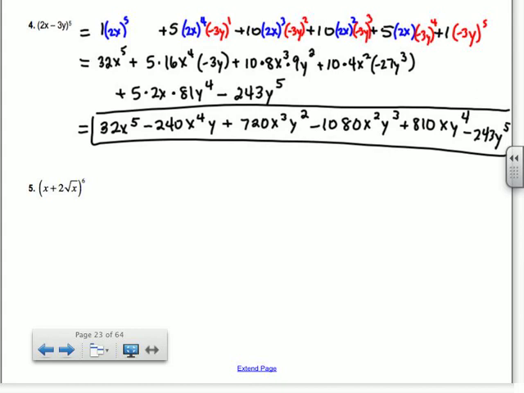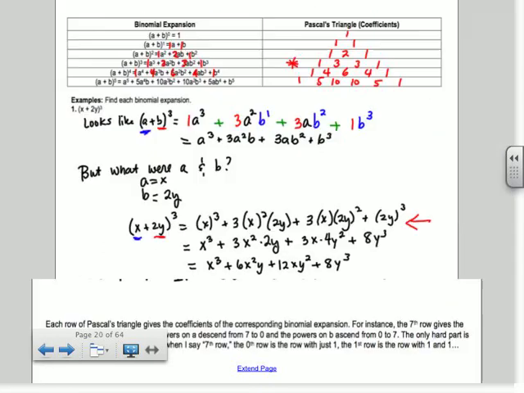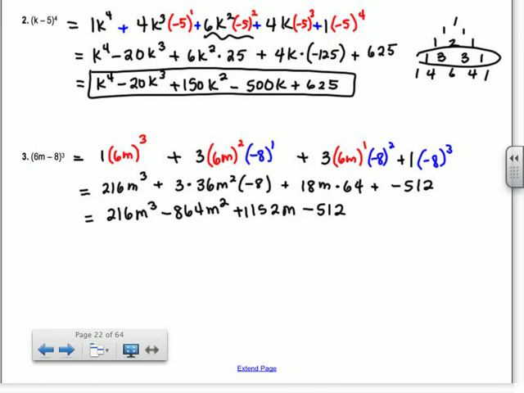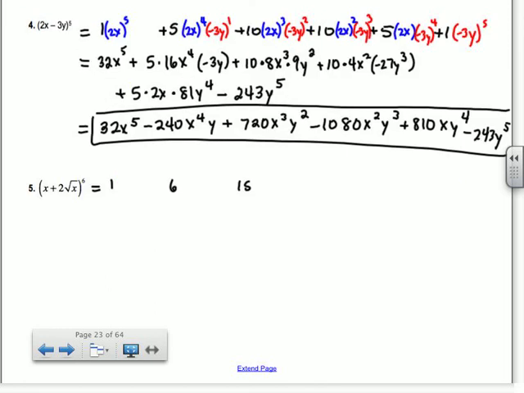So x plus 2 square root of x all raised to the 6th. Okay, so I'm going to have 1, 6. I forget this one. It's not one I use often. 1, 6, 15, 10, 15, 6, what? Or 20, I mean. 1, 6, 15, 20. Do another row. 15, 6, 1.